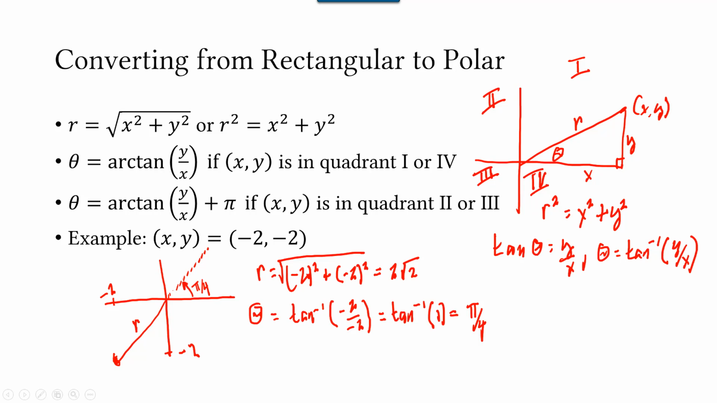And I know that the point I'm looking for is in the third quadrant, so I add pi, or 180 degrees, to that pi over 4. And I get my final angle, 5 pi over 4. So that's going to take my theta all the way around to 5 pi over 4, which is what I want. And my polar coordinates would be 2 root 2, 5 pi over 4.